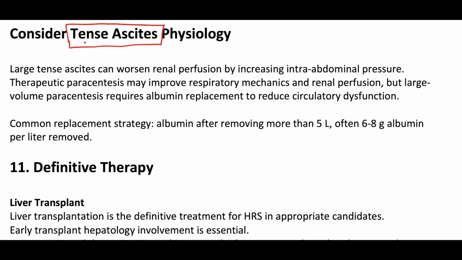The abdomen is a compartment. That compartment has the blood vessels that lead to the kidneys. There's this entity known as intra-abdominal pressure, and it could be intra-abdominal hypertension, and this can progress all the way to abdominal compartment syndrome. Okay, so large tense ascites, even if it's not abdominal compartment syndrome, can worsen renal perfusion by increasing the intra-abdominal pressure, and that pushes on those blood vessels and can hurt that renal perfusion.